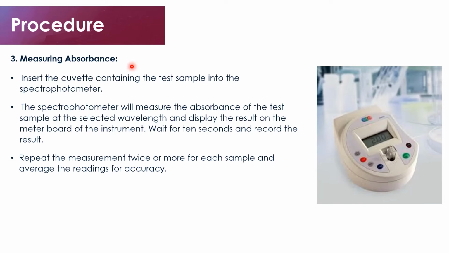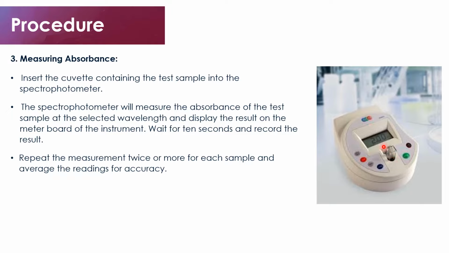Let's look at the third method involved in this procedure, which is the measurement of the absorbance value. To do this, we insert the cuvette containing the test sample into the spectrophotometer as shown over here. So this is our spectrophotometer and this is our cuvette containing our test sample inserted into the instrument. Once this is done, the spectrophotometer will measure the absorbance of the test sample at the selected wavelength and display the result on the meter board of the instrument.